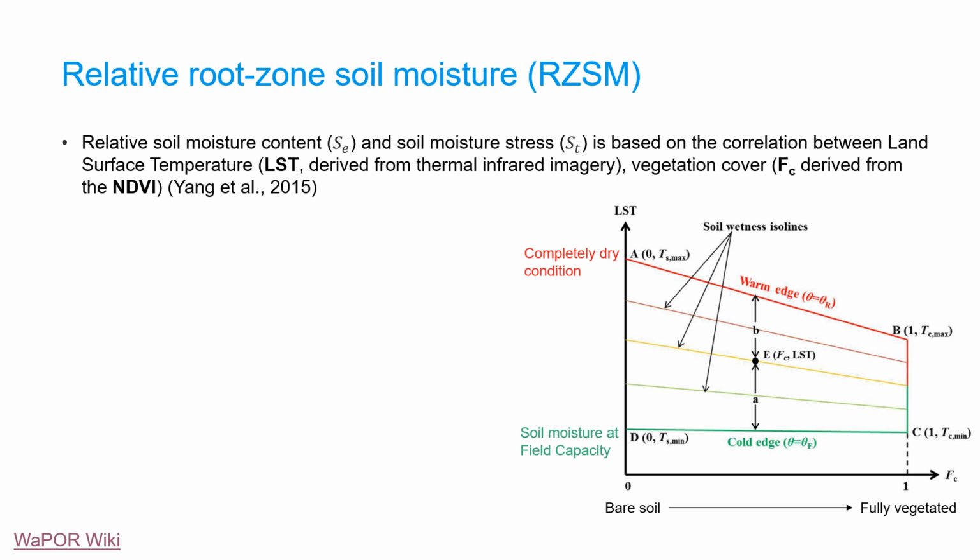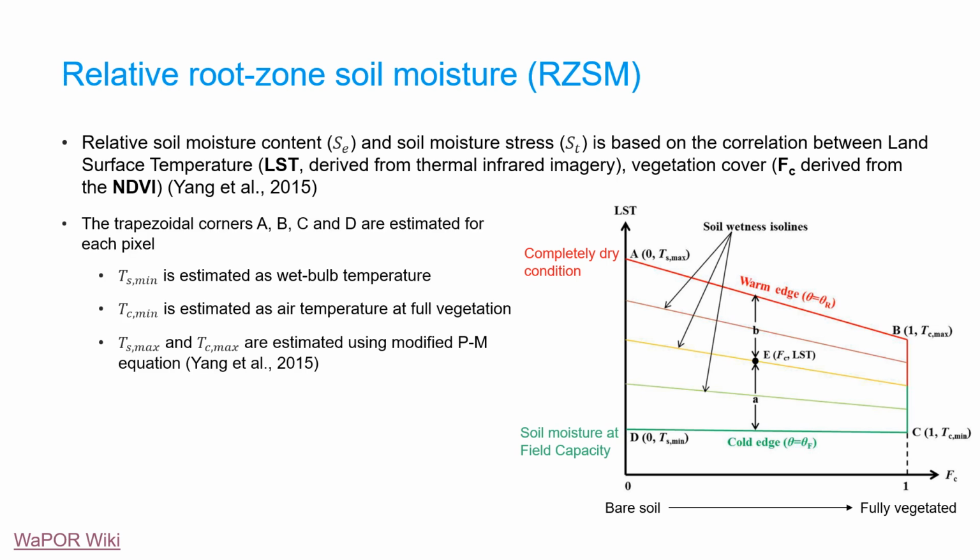The top line segment of the trapezoid, AB, shows the LST vegetation cover relationship under completely dry conditions. As you can see, relative soil moisture content is equal to 0. The bottom line segment DC represents soil moisture at field capacity, which means relative soil moisture content is 1. Points A and D represent bare soil, while points B and C represent full vegetation cover.